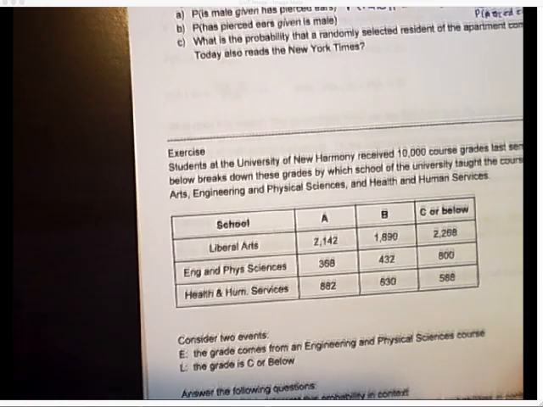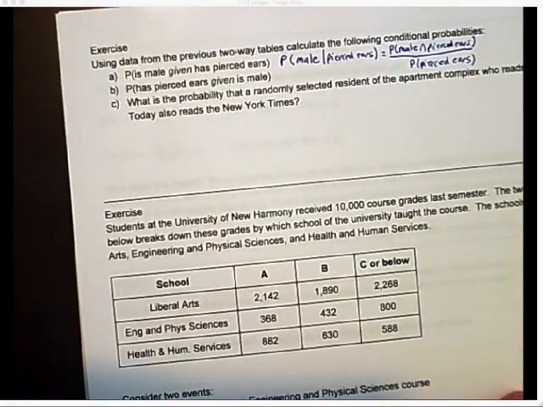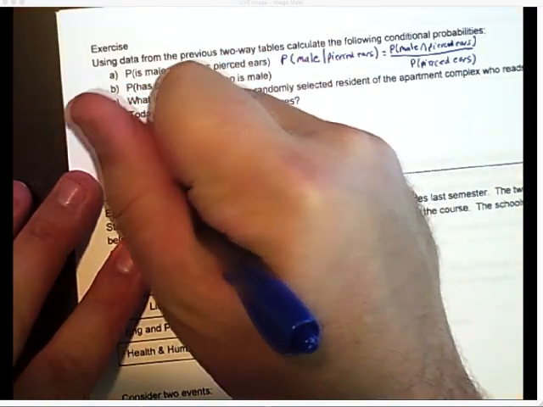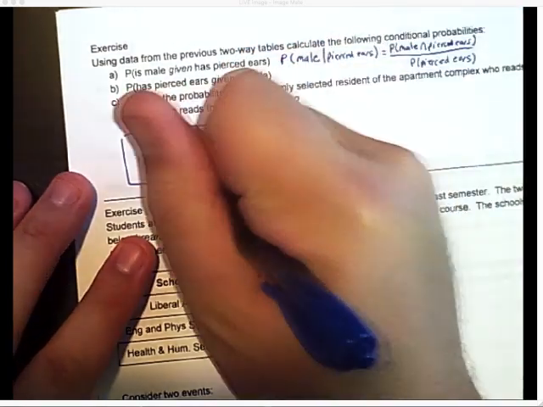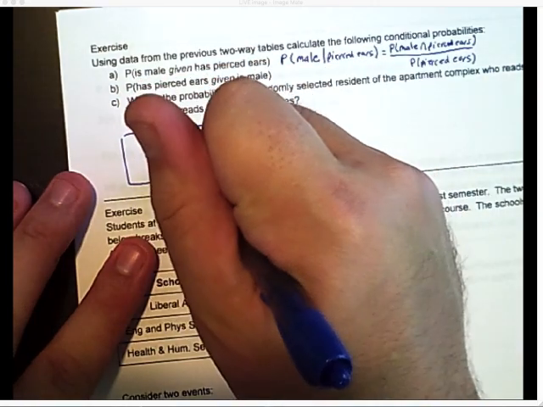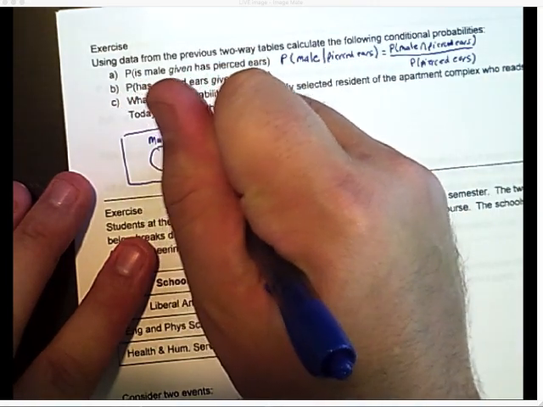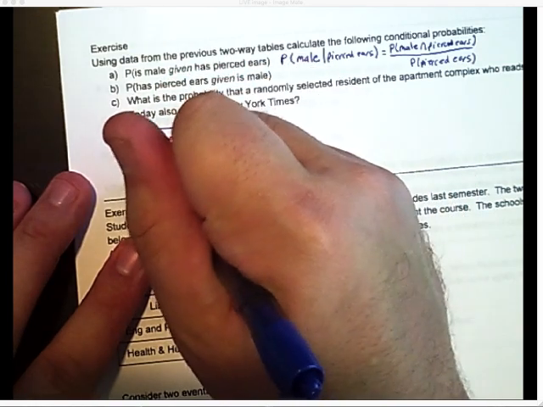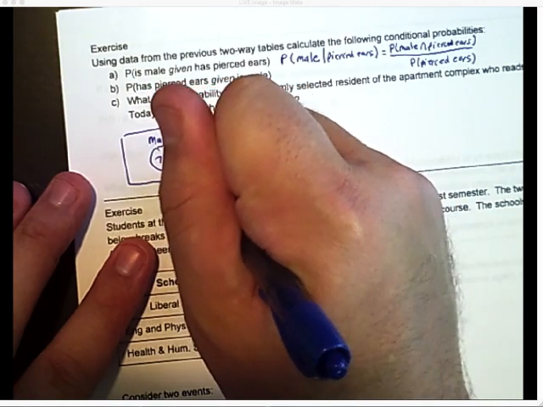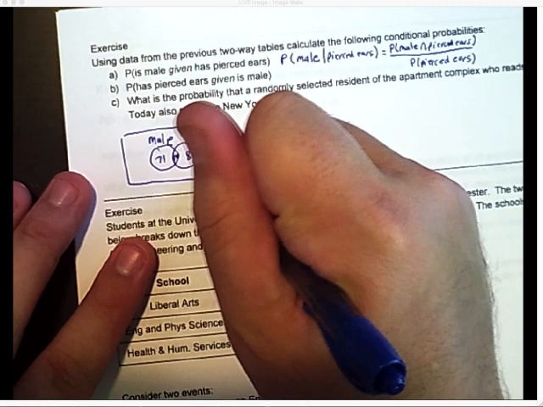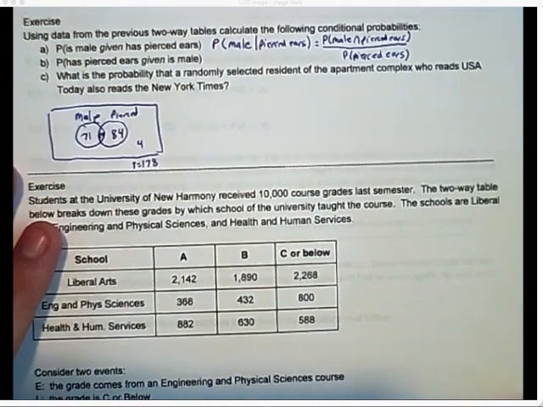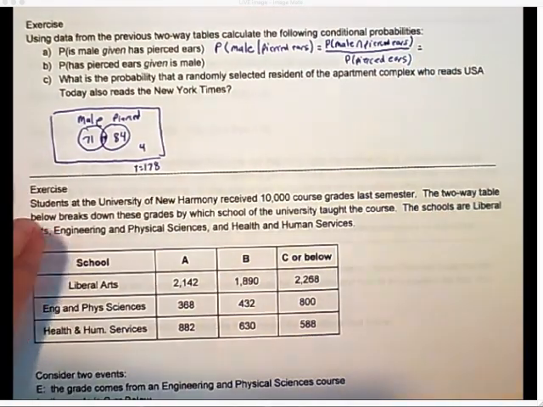So I'm just going to go back and let's redraw this Venn diagram. In our circles here, this circle represented males, and this circle represents pierced ears. We had 71, 19 in the middle, 84, and 4, and the total is 178. It's going to be really easy if we use the Venn diagram here.